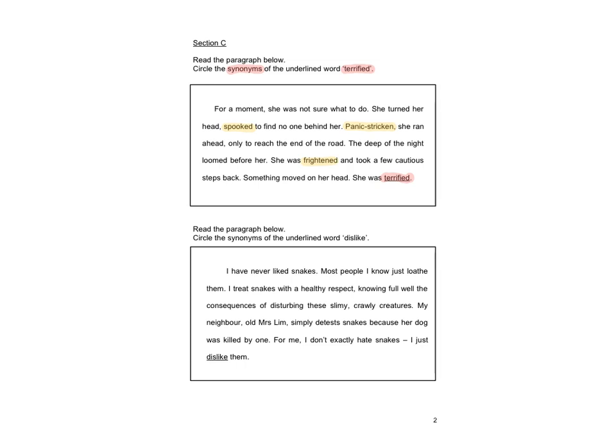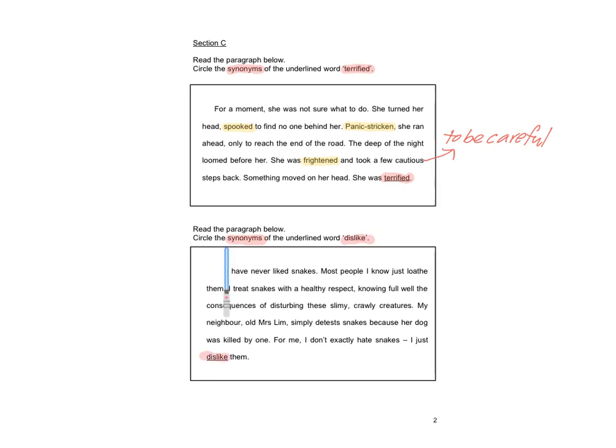Now, why is it not cautious? Because cautious means to be careful. So in no way does cautious have the same meaning as terrified. Alright, now let's move on. Now we need to look for the synonyms of dislike. So the word dislike is over here.